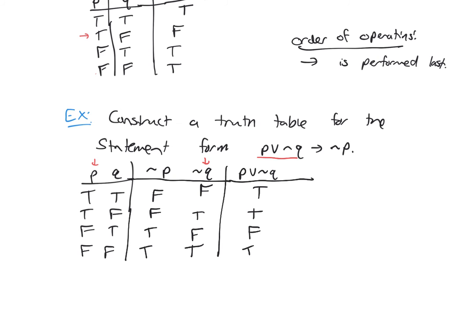So we've got our hypothesis done. So now let's go ahead and make our conclusion. Our conclusion is not P. So there's our conclusion, not P. Now I know we already have this column written down, but I like to have the hypothesis and conclusion next to each other. So I'm just going to go ahead and copy that column down. So again, this is your hypothesis. This is your conclusion. So now let's form a column for our conditional statement.